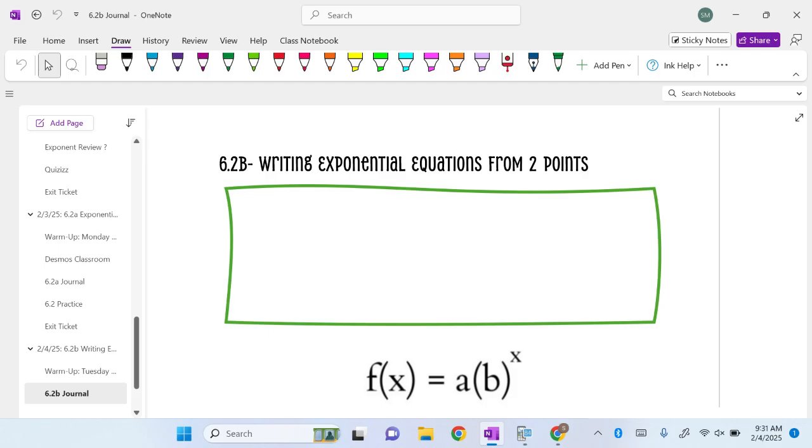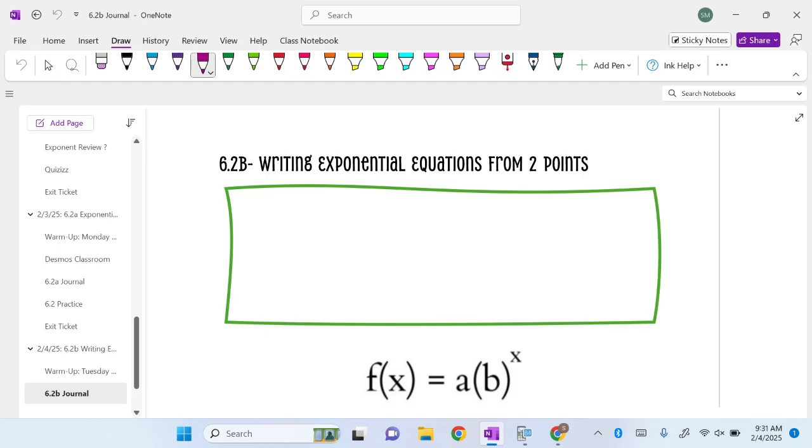Now, pretty similar processes to yesterday with how you find the different parts of the exponential equation. All right. So we're just going to go ahead and jump right into it. So if you guys need to turn the light off, go ahead and do that.